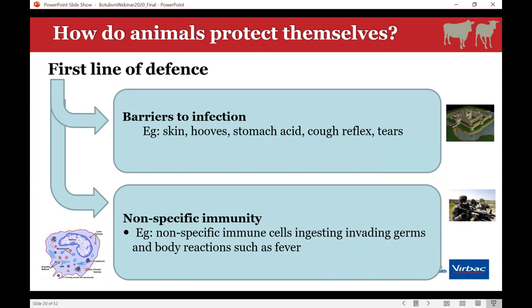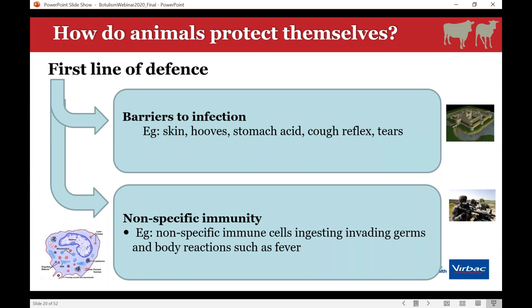They're best thought of like the walls of the castle. Unfortunately, germs can get over these walls or through these walls and can get into the body. Once the germs or the toxins are in the body, we rely on what we call our non-specific immunity. These are our soldiers, and cattle have these immune cells as well.